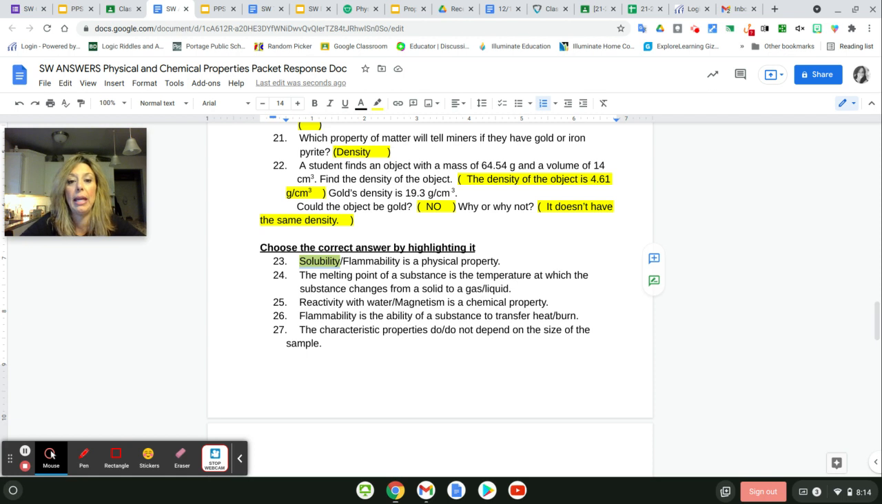So going from solid to a gas or a solid to a liquid. Well, melting, we're taking something like ice and we're going to melt it. It's going to become water, which is a liquid.